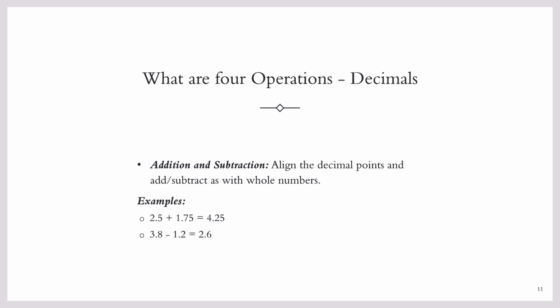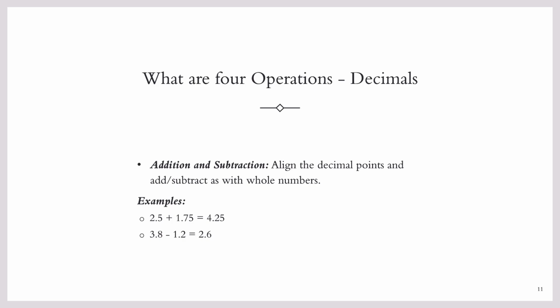Next up, we have decimals. When we are talking about addition and subtraction of decimals, we align the decimal points and then we add and subtract as with whole numbers. For example, if we have 2.5 plus 1.75, we get 4.25.